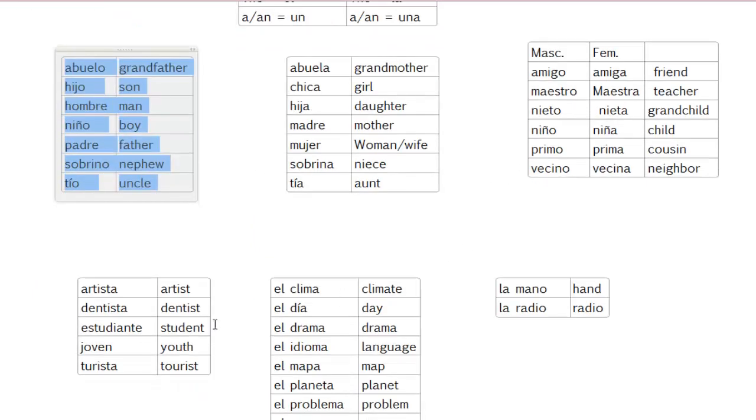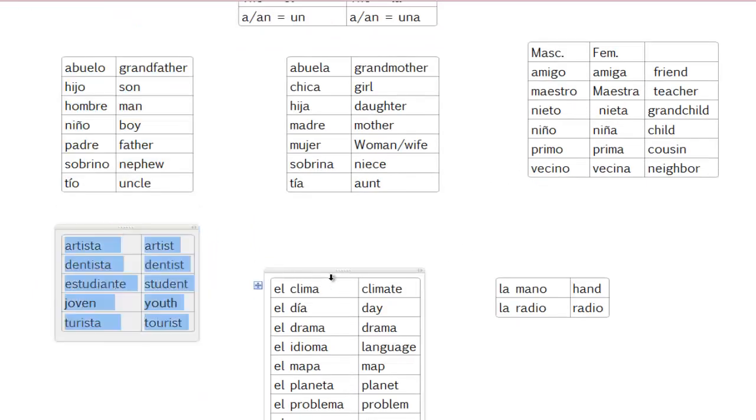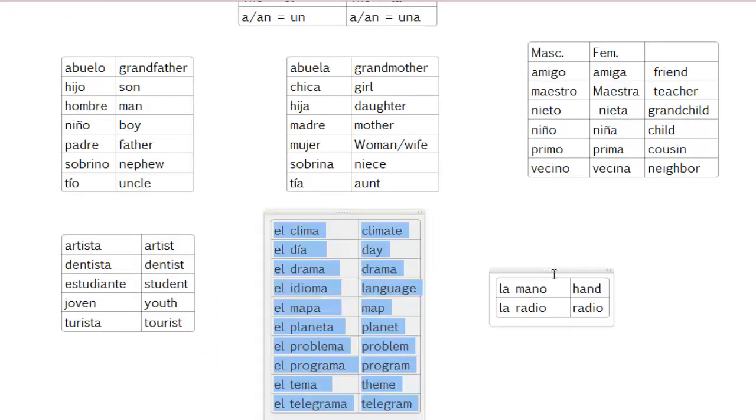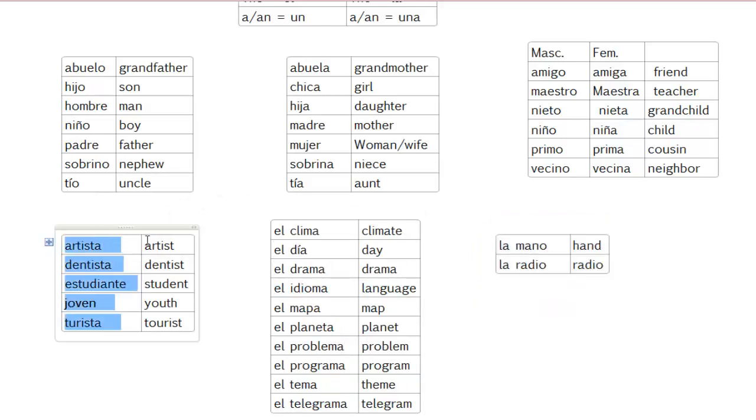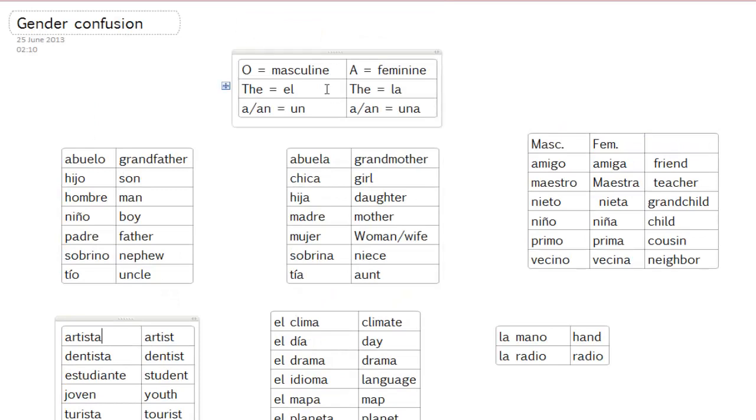Okay, so let's have a look down here and bring these up. And we've got a few exceptions and a couple of rules, just to help you with this. For example, here, this is an exception, right? We have some things: artista, dentista, estudiante, joven, turista. These are nouns, so they don't change. You can't change E, but you can change A, obviously. But instead of these changing, you change the article, which is this.